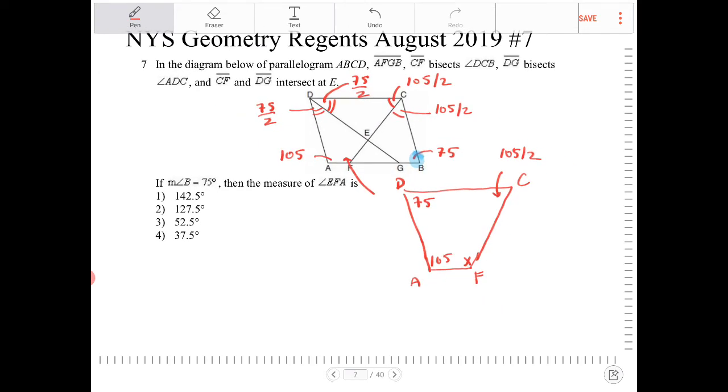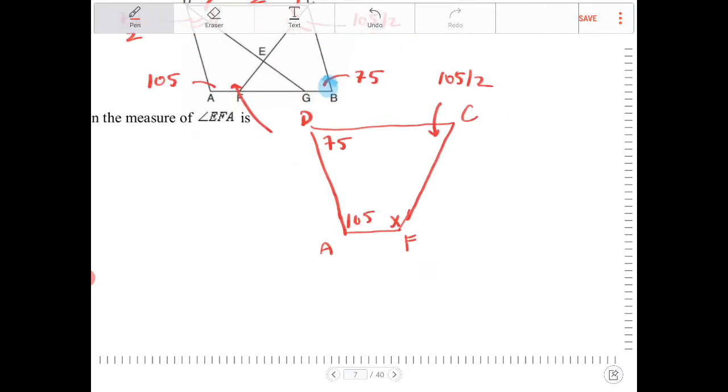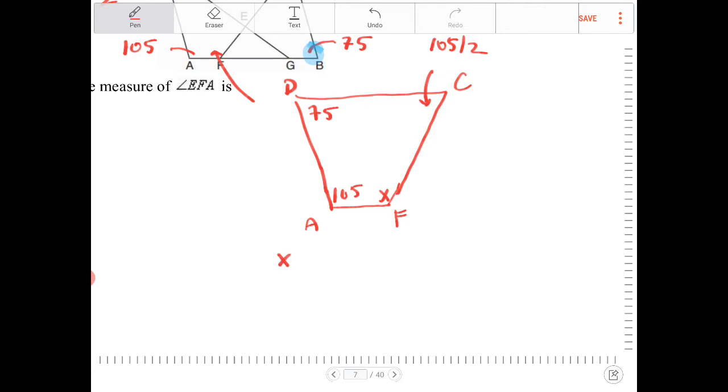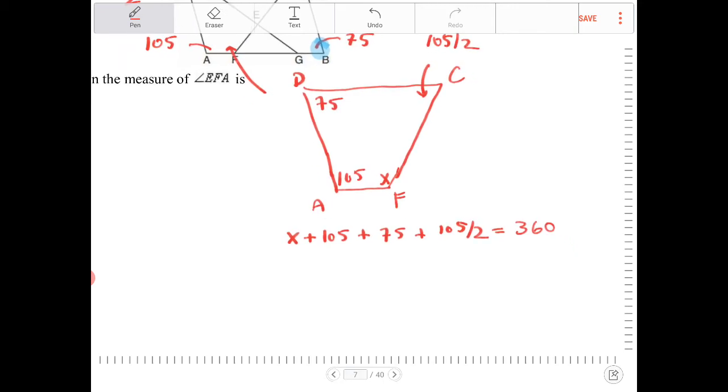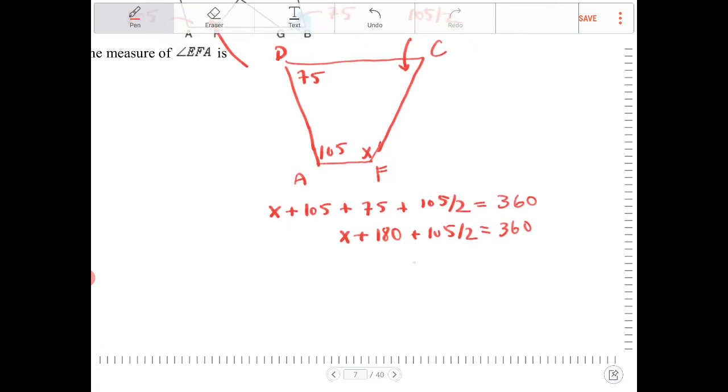What do I know about all the angles inside of a quadrilateral? They are supposed to add up to 360. So I can say X plus 105 plus 75 plus 105 over 2 is supposed to add up to 360. If I combine all these terms together, I get X plus 180 plus 105 divided by 2 is equal to 360. I'm going to subtract both sides by 180.